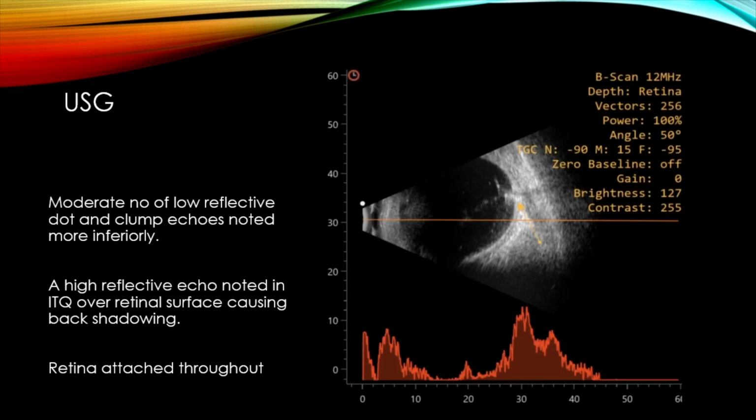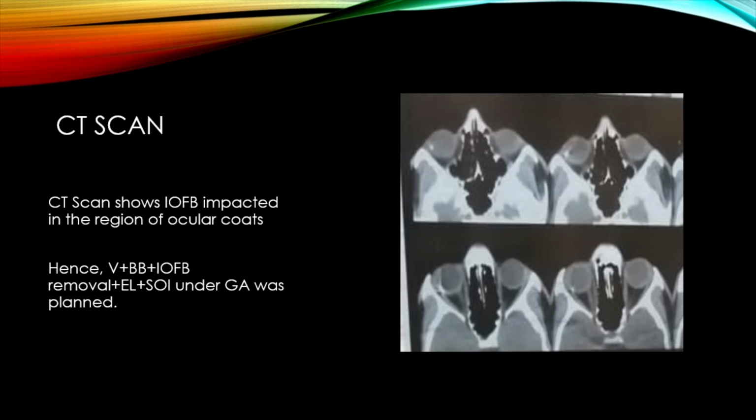On USG, there were a moderate number of low reflective echoes in the inferior quadrant, suggestive of minimal vitreous hemorrhage, and a high reflective echo was noted causing back shadowing. The retina was attached. The CT scan also showed the presence of a foreign body which was impacted in the ocular coats. So it was decided to go ahead with BB, IOFB removal, EL and SOI under GA.